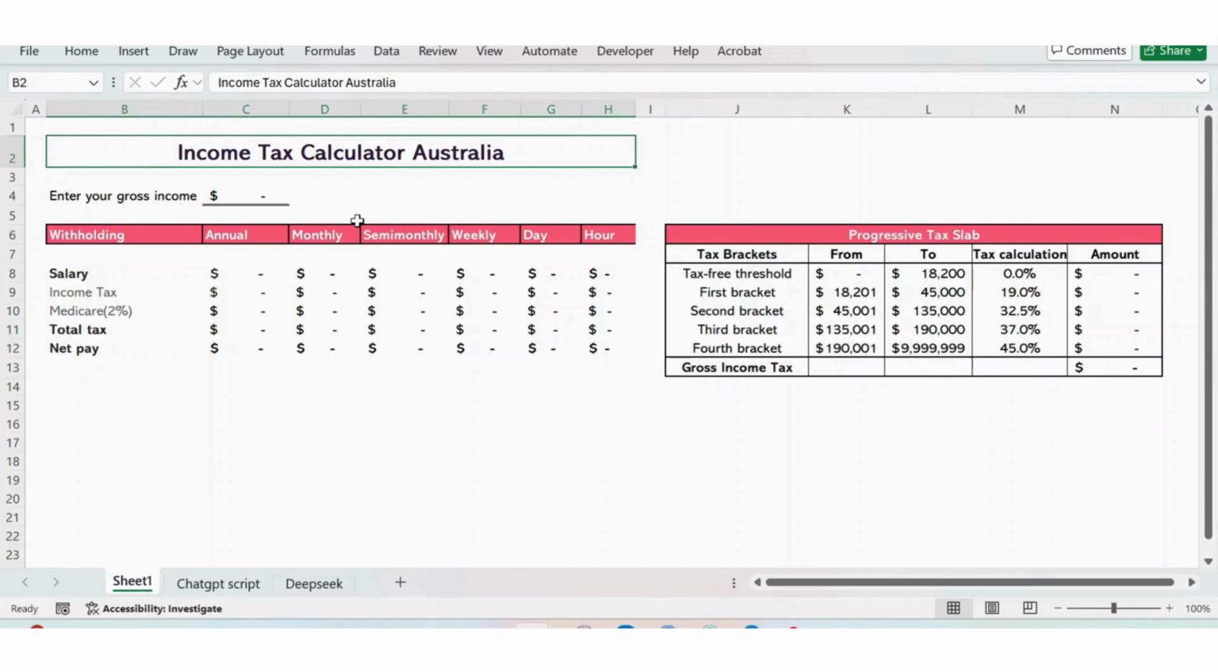Today we're breaking down an Australian income tax calculator built in Excel. Whether you're salary planning, budgeting, or just curious how much tax you'll pay, this sheet makes it easy. I'll show you how it works step by step.